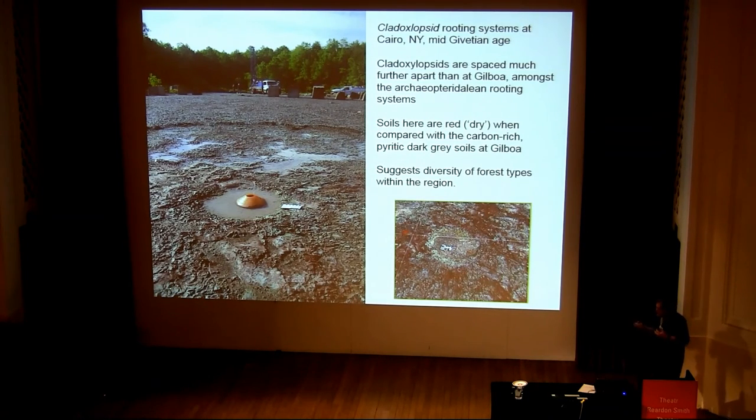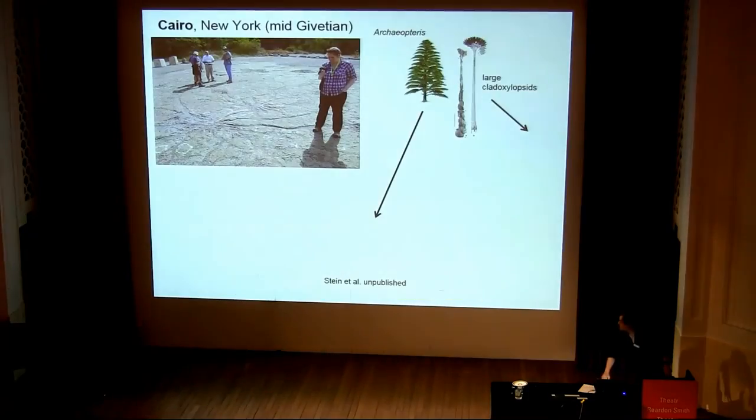The lycopods we found in Svalbard almost certainly were living in wet soils. Yet here in red soils, which presumably means dry, we find both the cladoxylopsids and the archaeopteridalians. So we have a forest that's the same age as the one in Gilboa, more or less, but the composition, the ecology of the forest is completely different. So it suggests that even just within the Catskill Mountains was a diversity of forest types during the Middle Devonian.